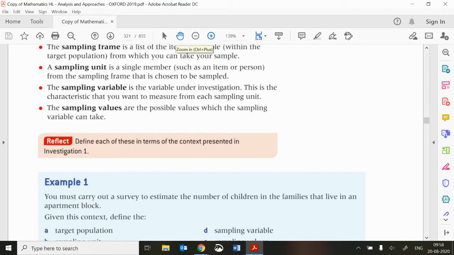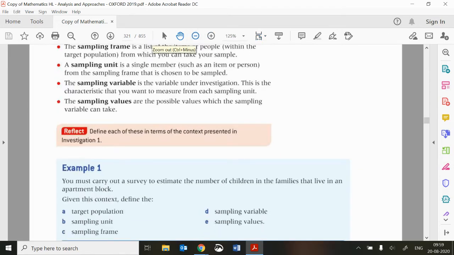Okay, and a sampling variable is a variable under investigation. So, for example, if you're interested in shoe size, then although you might be looking to ask people in your year group, for example, the shoe size is the sampling variable. That's the thing which we're interested in. That's the outcome, if you like. Okay, but the inputs are your sample units. Okay, and then it says the sampling values are the possible values which the sampling variable can take. So that would be, for example, if you're interested in shoe size, then we're talking about, well, what possible shoe sizes are there? Okay, so just some easy definitions there, really.